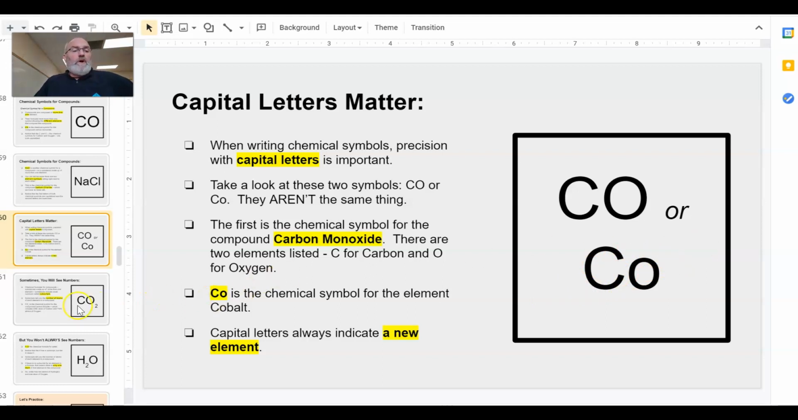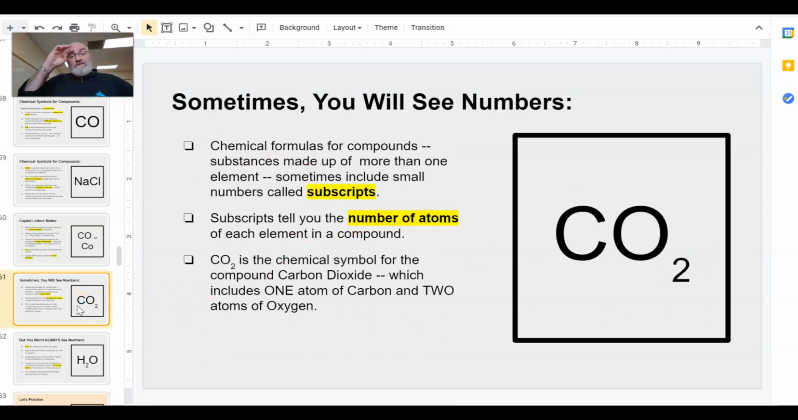All right, now the last thing that you need to know about is that sometimes you're going to see numbers in chemical symbols too. And you know this, you've seen H2O before, right? That's the chemical symbol for water. Well, in this particular case, those lowercase numbers, those subscripts is what we call them. They're numbers that kind of come below the line.